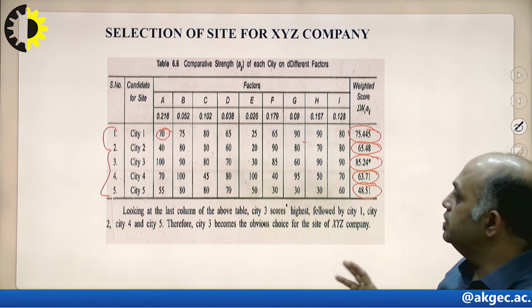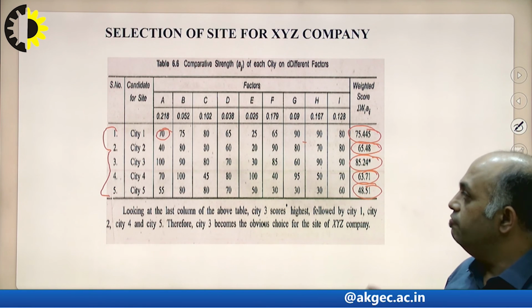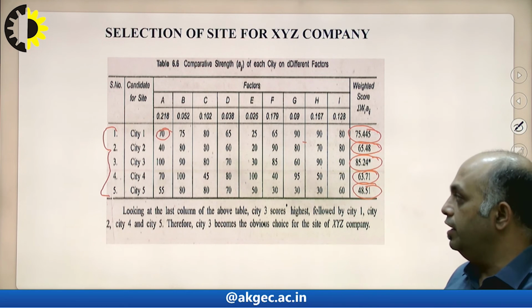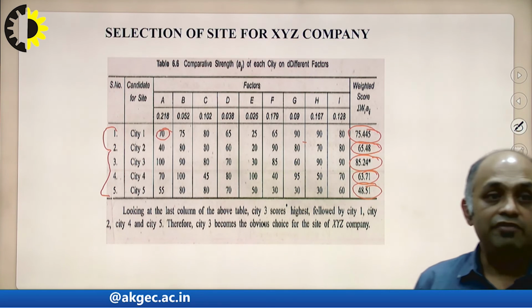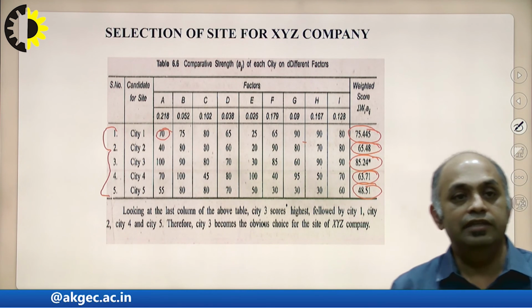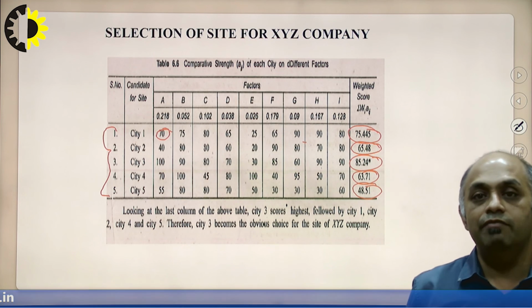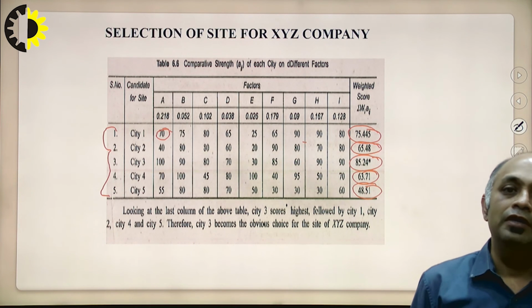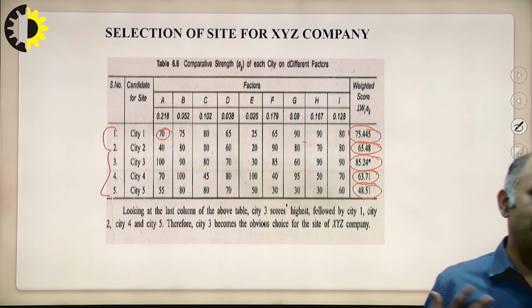Now, with this we can understand very clearly that if I take factor A, in city 1 it is 70, in city 2 it is 40, in city 3 it is 100, city 4 it is 70, city 5 it is 55, and like this for all the factors per city. All the 5 cities are compared and given marks by the experts. Depending on these marks, we can take a final decision on which city is the right location for my facility, and this plays a very important role.